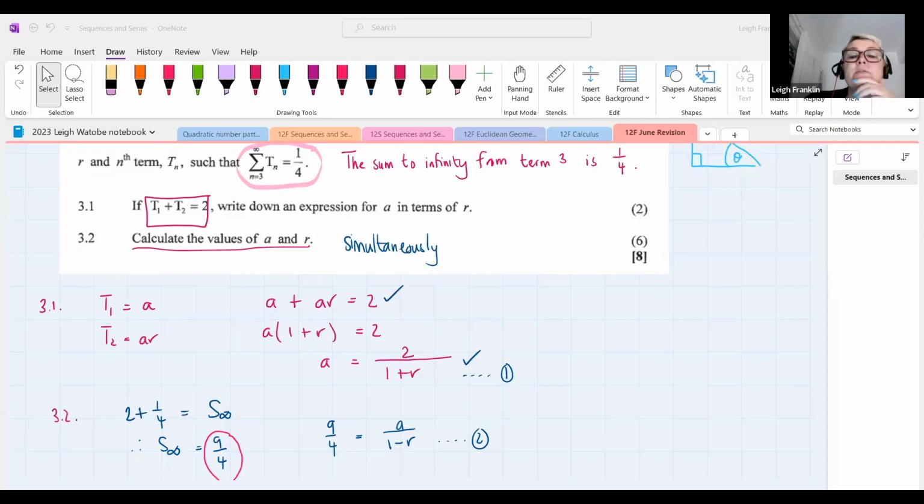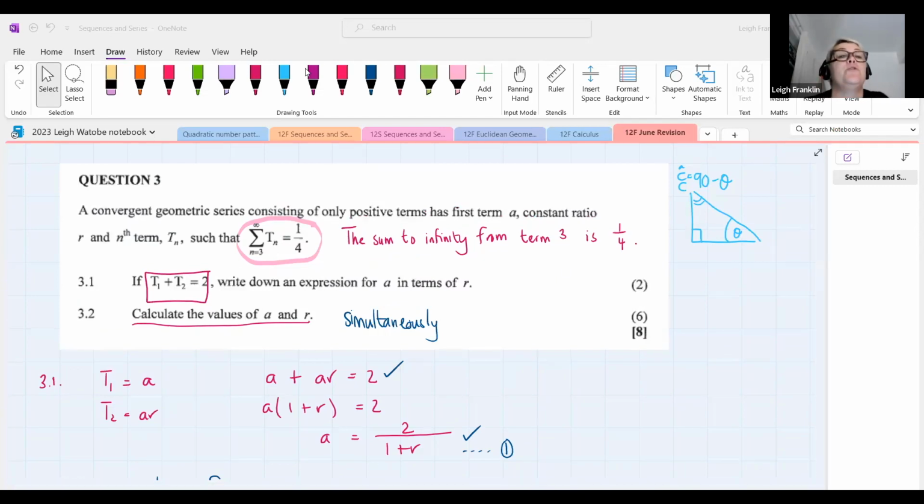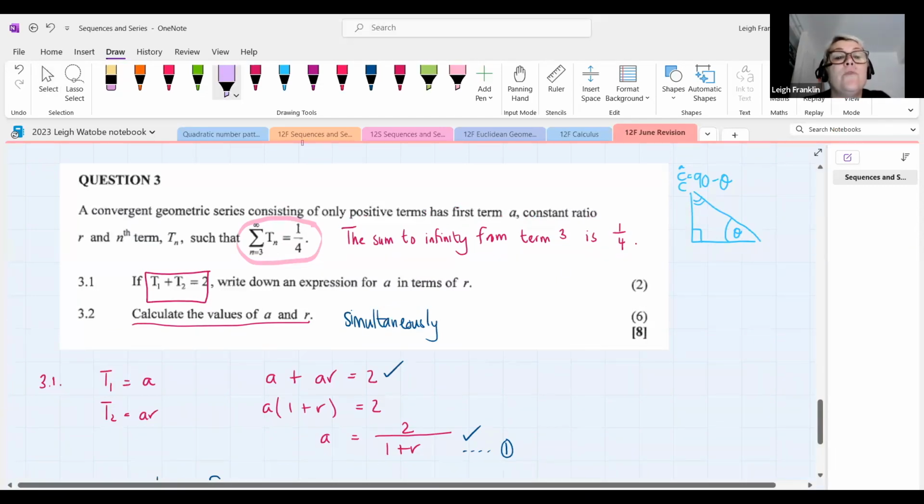Okay, so now this is no fault of your own, unfortunately. I'm just going to go back up a little bit here, guys. Remember, it said it consists only of positive terms. This is not your fault, because obviously I move the screen up and down. It's not like an exam paper that you've got in front of you. So only positive terms.